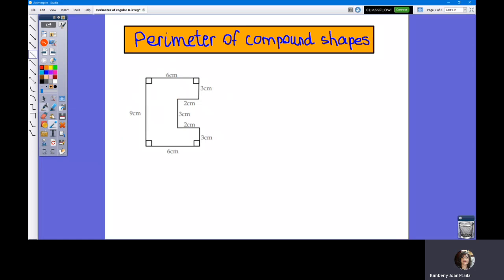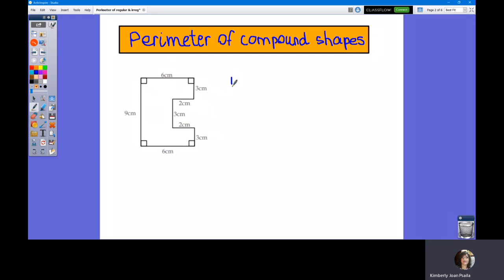So now let us find, our aim is to find the perimeter. So P is equal to, P standing for perimeter, and then we have to move around the shape and add all the sides. So we have 6 plus 3 plus 2 plus 3 plus 2 plus 3 plus 6 and plus 9.